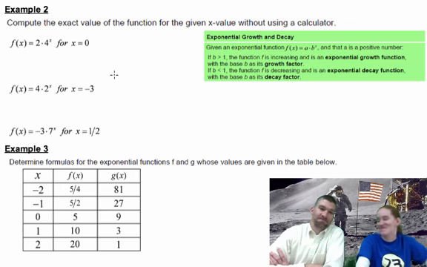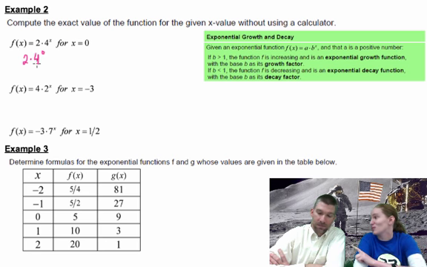Example 2: compute the exact value of the function for the given x value without using a calculator. Oh, no calculator. I know, it's terrible. Whatever will we do? Okay, so we're putting a 0 where x is. So 2 times 4 to the 0.